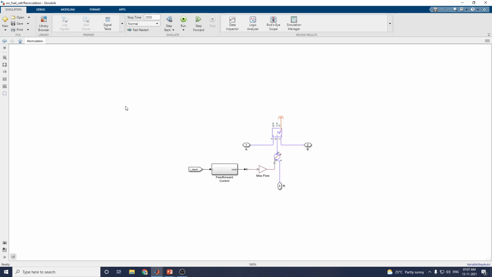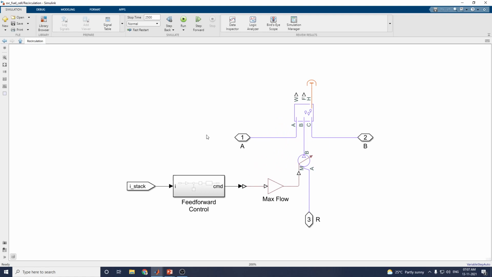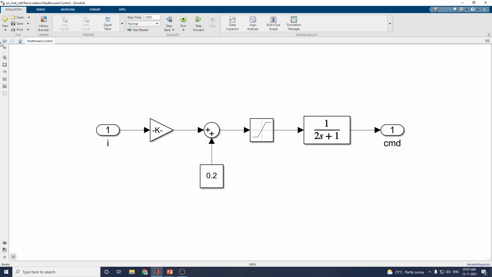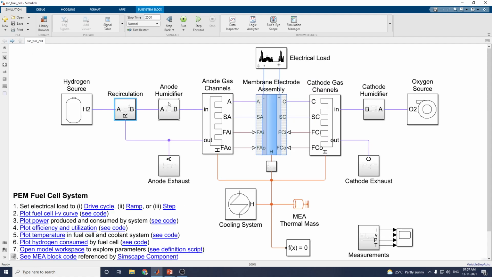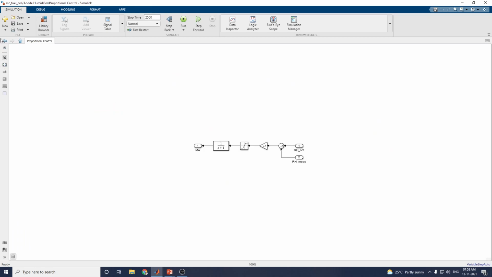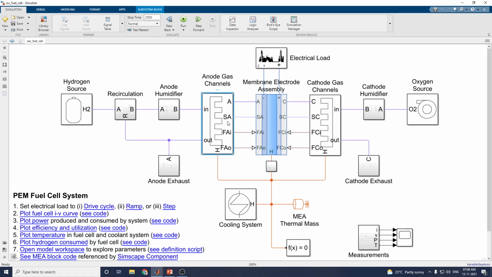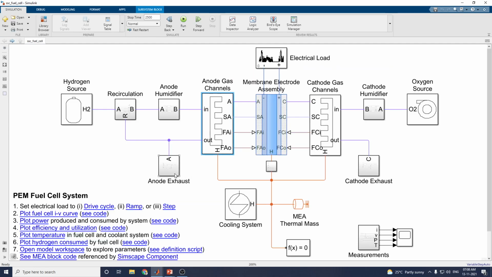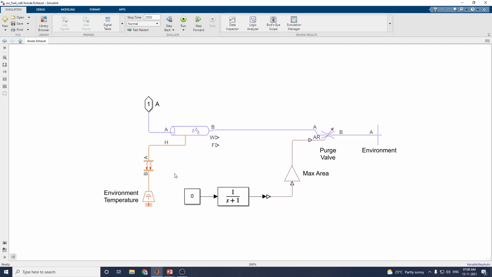The next block is a recirculation block by using this feed forward control. In this feed forward control subsystem you can design a recirculation block. And the next one is the anode humidifier. In this anode humidifier the proportional control is used here. The next one is the anode gas channel block by using this pipe from the moisture air properties block. And this is the anode exhaust block by using this purge valve.